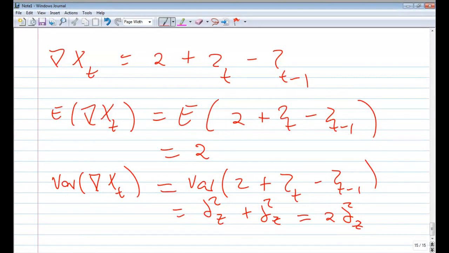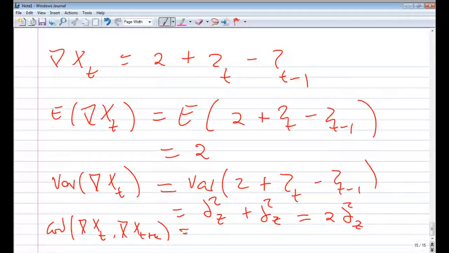So you can see that it doesn't depend on what? On t. So it's constant. So you proceed with the what? The covariance. The covariance of change in xt, change in xt plus k is equal to what?